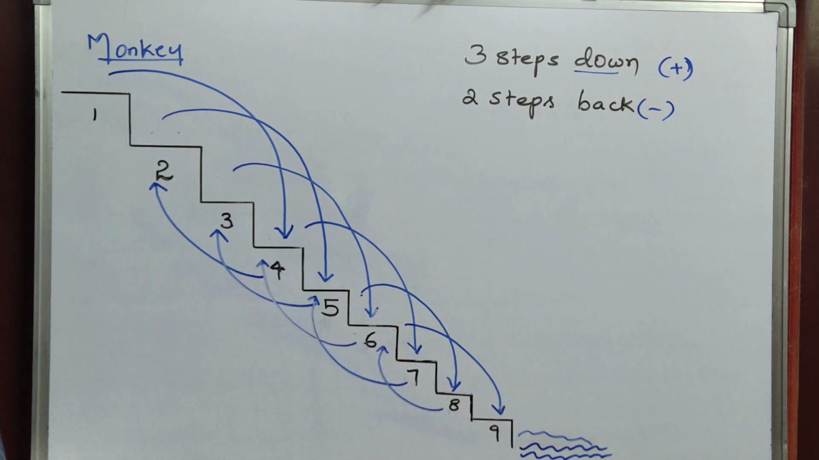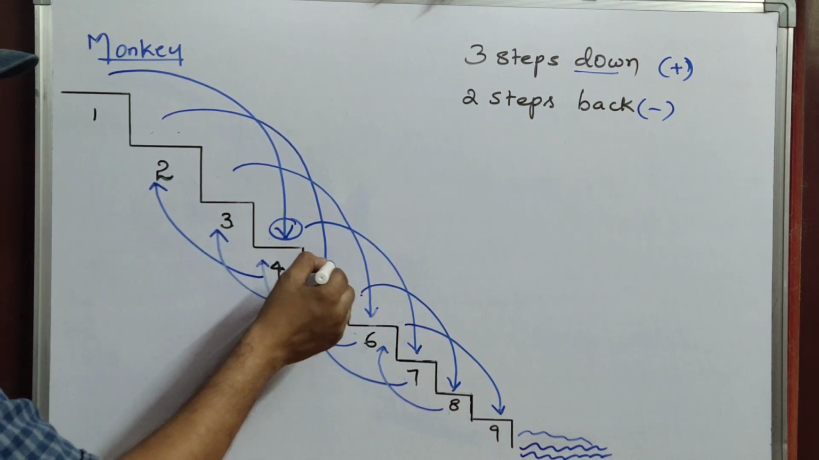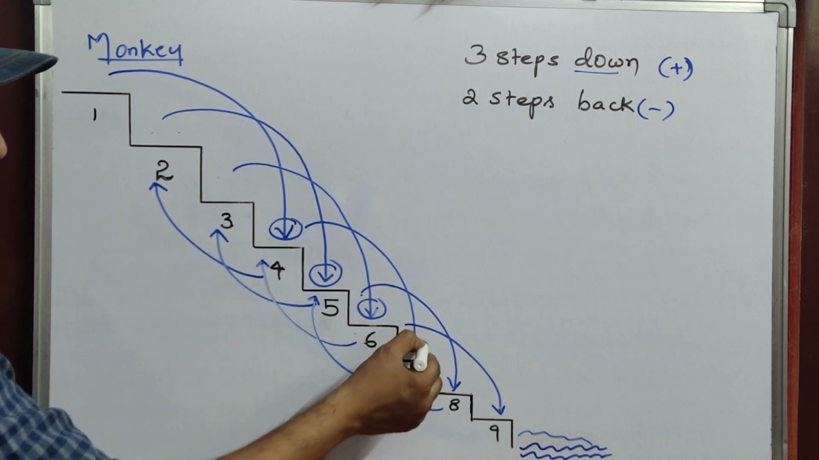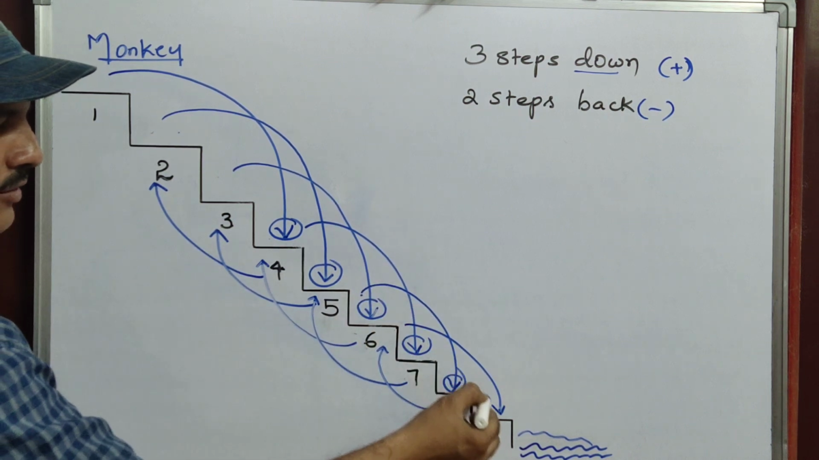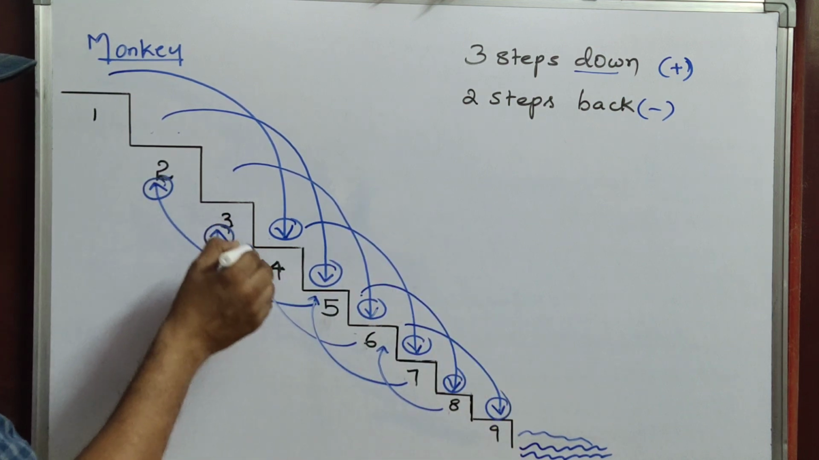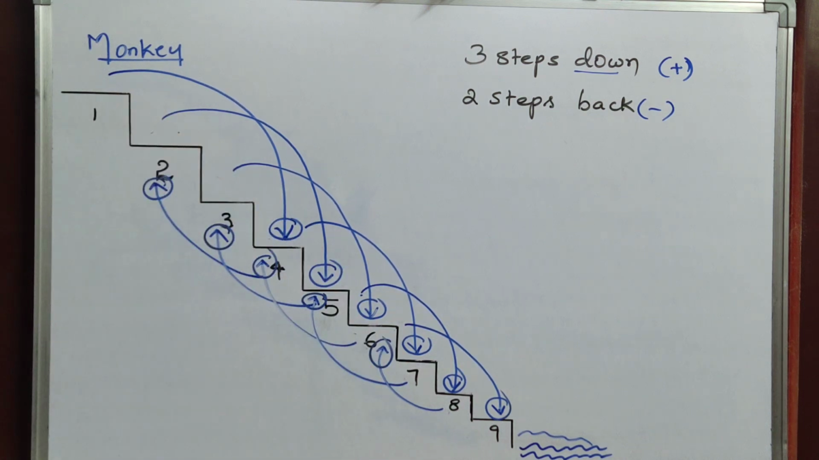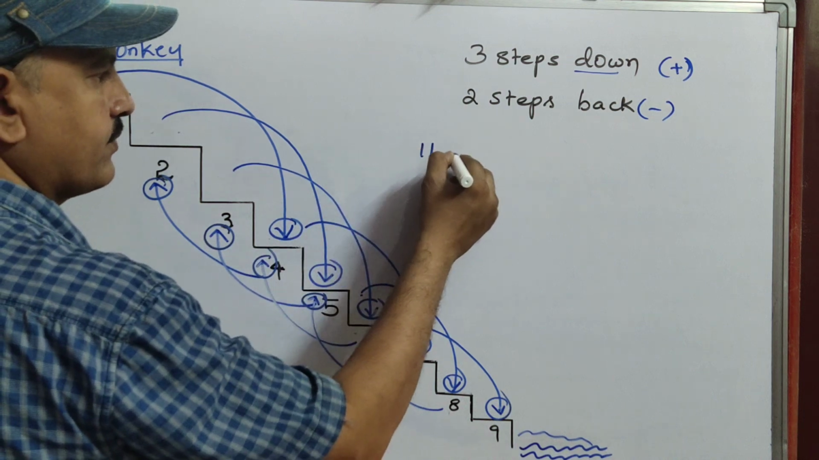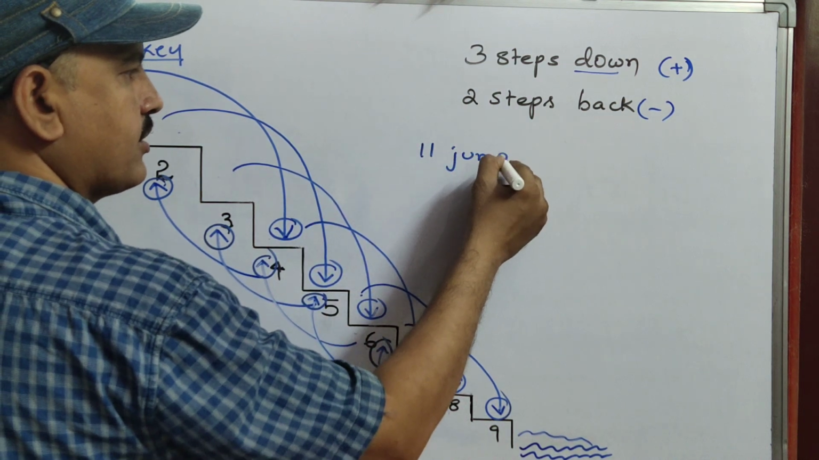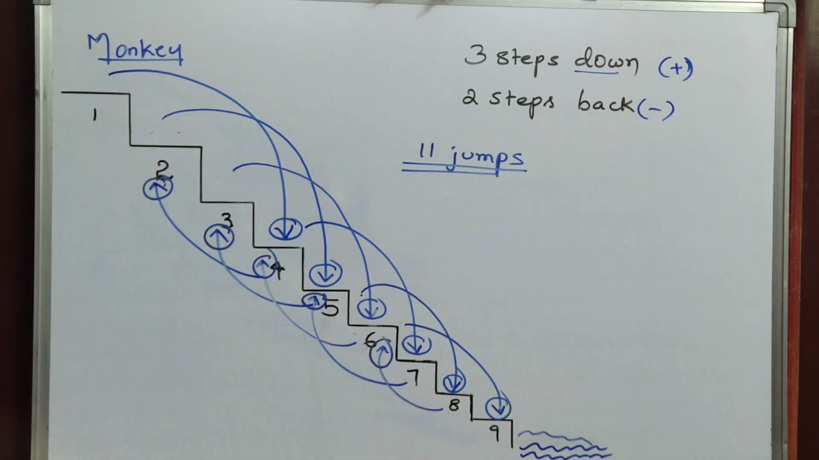Sir, how many steps does it move like that? You may get a doubt. It's very easy, children. Where I kept arrow marks, just mark that one. 1, 2, 3, 4, 5, 6, 7, 8, 9, 10, 11. That means after 11 jumps, the monkey will have water. Is it clear, children? After 11 jumps, the monkey will have water.